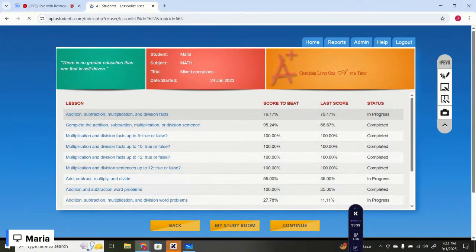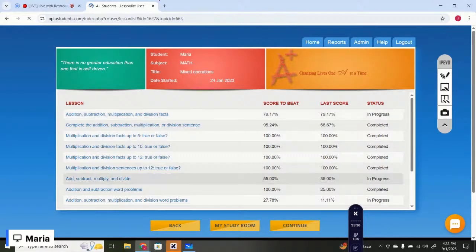Let me just move on to next lesson. The next lesson is add, subtract, multiply and divide. Let's just start with the lesson.